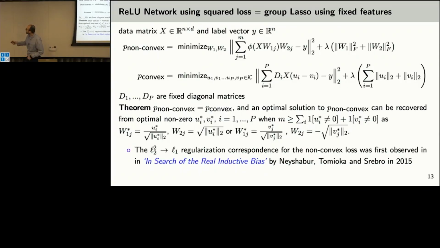Are the ui, vi non-negative? Oh no, they are not. They are optimization variables, but most of them will turn out to be zero because of this regularization.